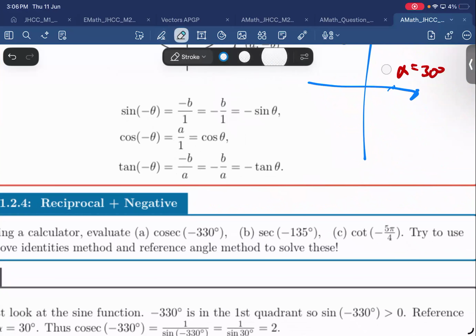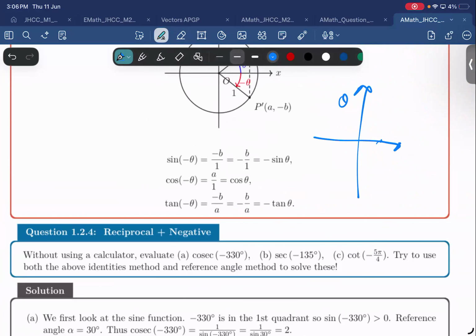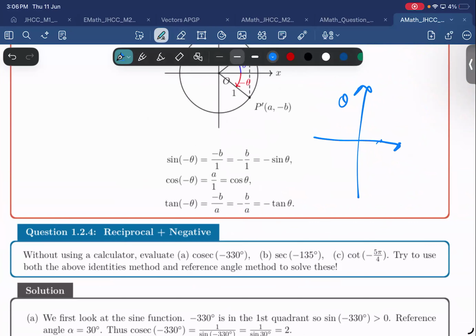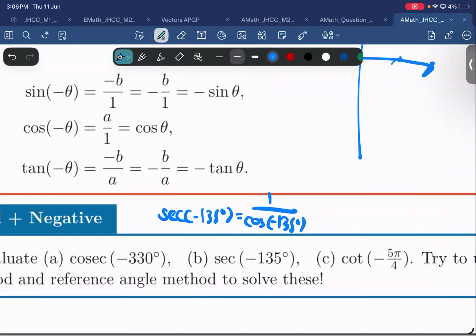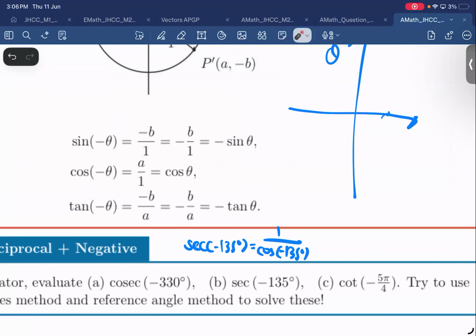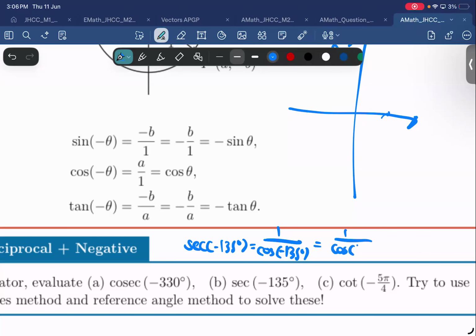For part two, we're asked to find secant of minus 135 degrees. The first step: never deal with this kind of inverse trigo or reciprocal trigo function. So secant of minus 135 degrees actually is 1 over cosine of minus 135 degrees. Our goal is to find cosine of minus 135 degrees. In this case, maybe I want to use the above formula, which says that cosine of minus theta equals cosine of theta. That means I can basically remove the negative sign, so this will be equal to 1 over cosine of 135 degrees.